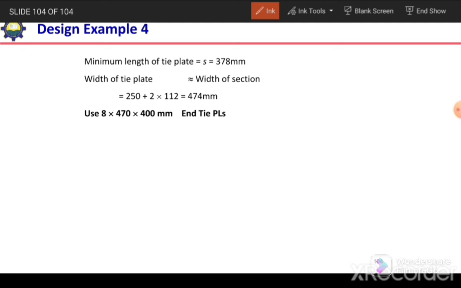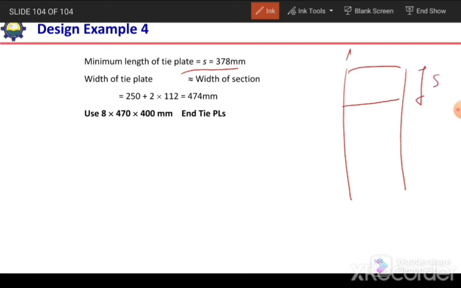Then the length of the tie plate should be equal to S, 378 millimeter, meaning the length will be this one, S, and the width of the end plate will be equal to the width of the section. The width of the section is equal to 250, the gap between the channels, plus 2 times the flange width of the channel. So it will be 474 millimeters. So our end tie plate will be 8 millimeter thick, 470 millimeter wide, and 400 millimeter long in this direction.